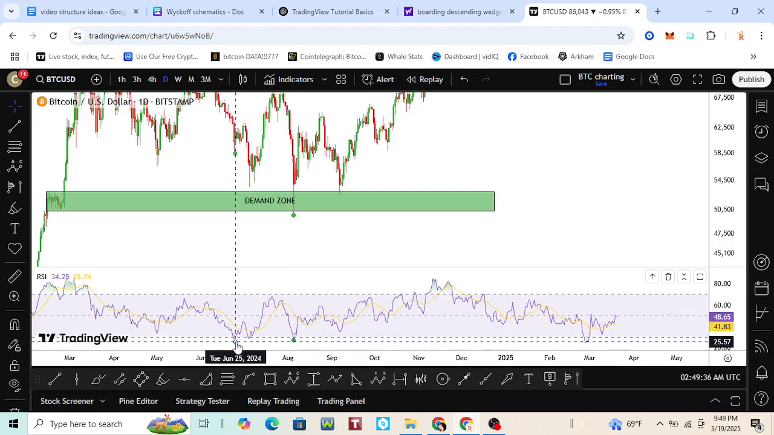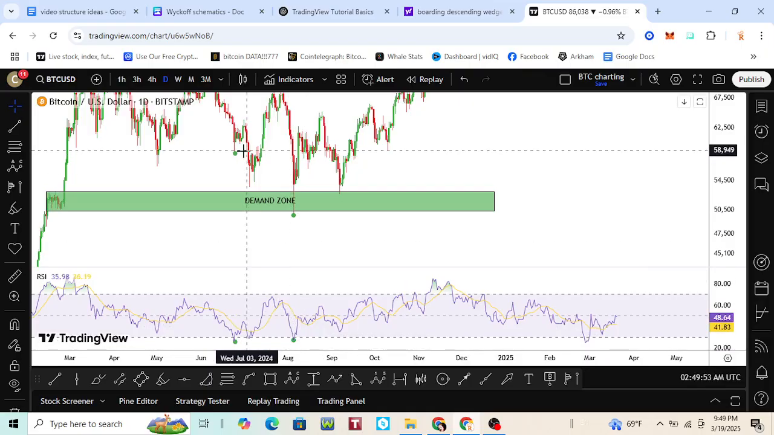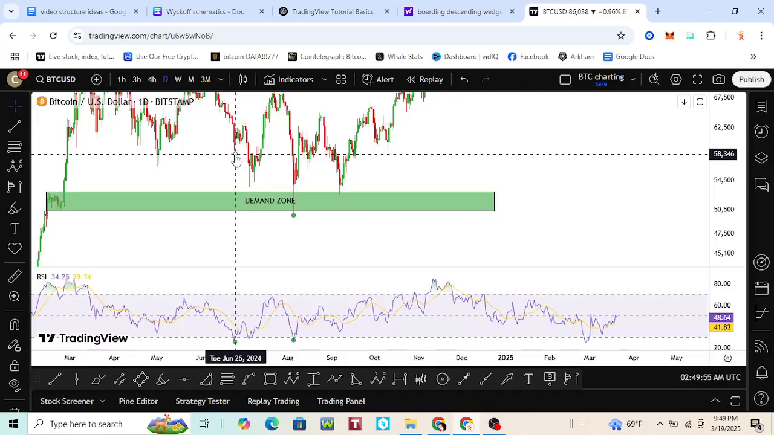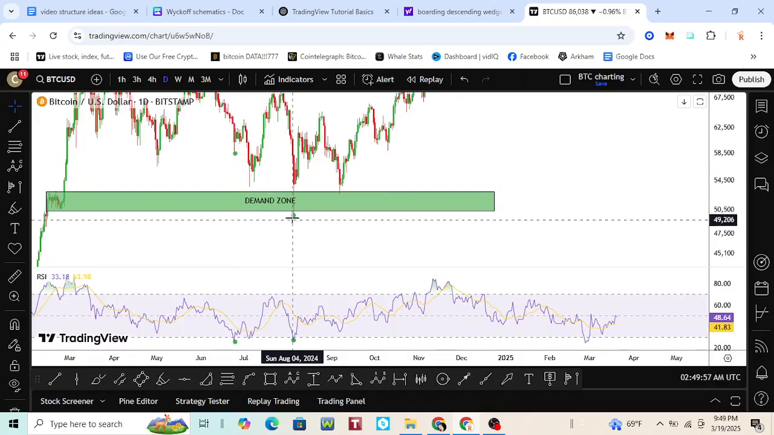So this one came all the way down to 25 on the RSI, and then this one right here stopped at roughly 26 or 27. So this moment was lower and this moment was higher. But if you look at it on the price chart, it's showing you that this moment was higher and this moment was lower. That's what you call a divergence.